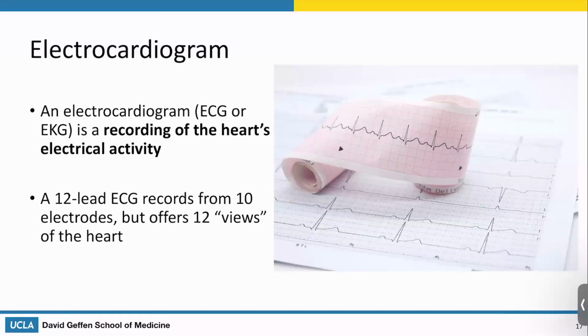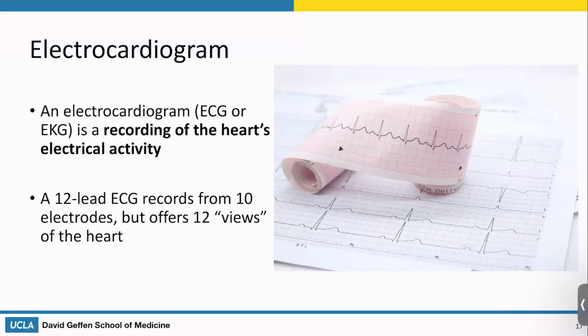Now, let's talk about the EKG itself, the electrocardiogram, right? An electrocardiogram, ECG, if we're talking about C for cardio, or EKG, which comes from the German terminology with the K for cardio, is recording the heart's electrical activity, right? A 12-lead ECG records from 10 electrodes, but offers 12 views. So you have 10 stickers, 10 wires, but you're going to have 12 different views.